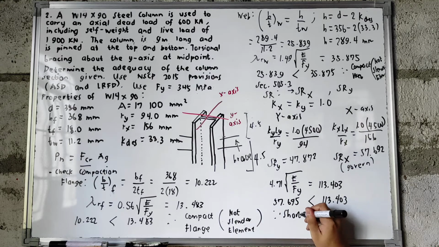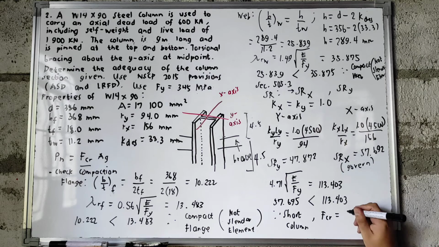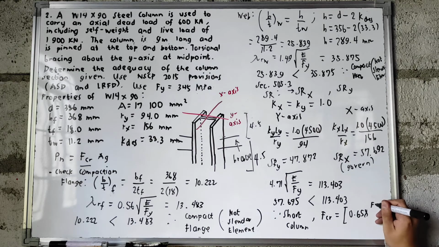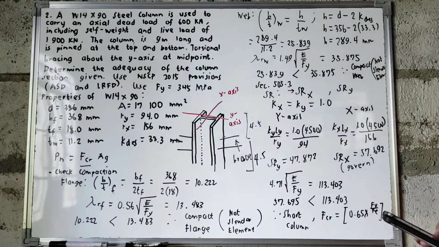a short column. So, kapag short yung column natin, we have a value of Fcr, which is equal to 0.658 raised to Fy over Fe multiplied by Fy. So, bago natin makuha yung Fcr natin, kasi kapag nakuha natin yung Fcr, makukuha mo na yung nominal. So, bago mo makuha yan, you must compute first for the value of your Fe.